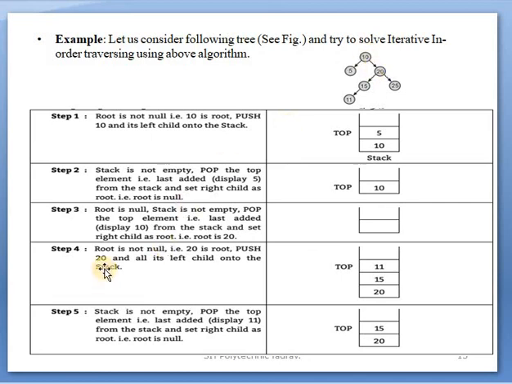Root is not null, that is 20 is the root. So push 20 and all its left children, that is 15 and 11. So one by one they will be displayed.